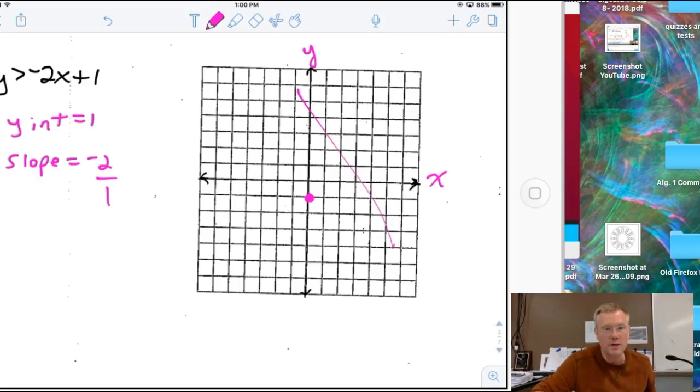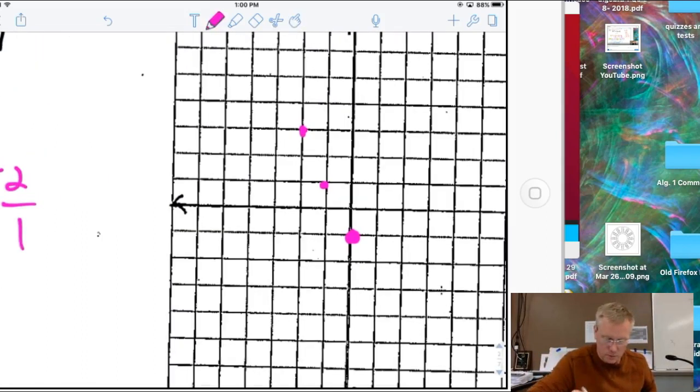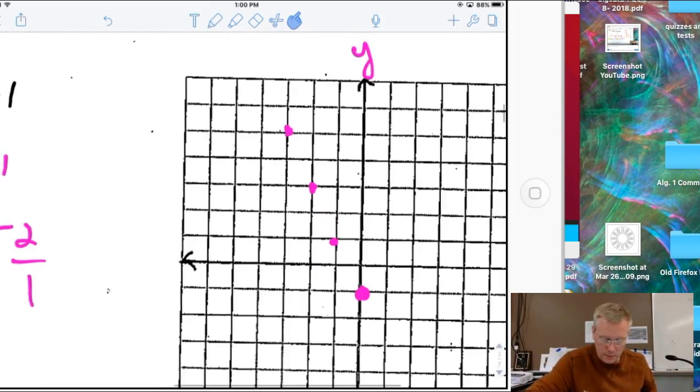So negative slope goes that direction, so I'm going to go up and to the left or down and to the right. Up 2, left 1, up 2, left 1, up 2, left 1. Am I out of space yet? No, one more.